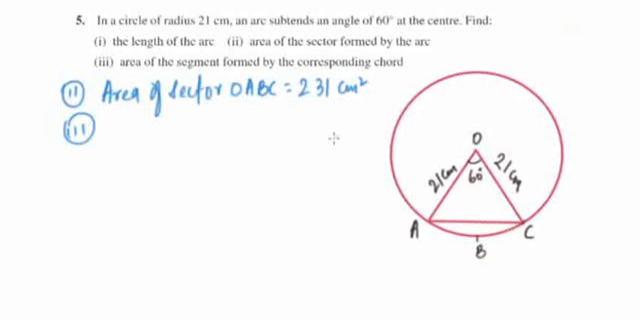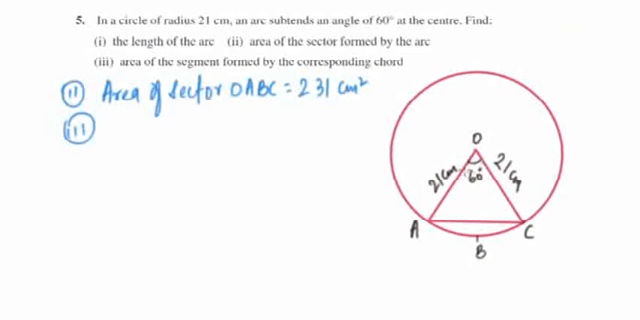Now in the third part, we have to find the area of the segment. For that, as we already have the area of the sector OABC, we'll find the area of triangle OAC, and then we will subtract them. We will get the area of the segment ABCA. So let's do that. Let's find the area of the triangle OAC.